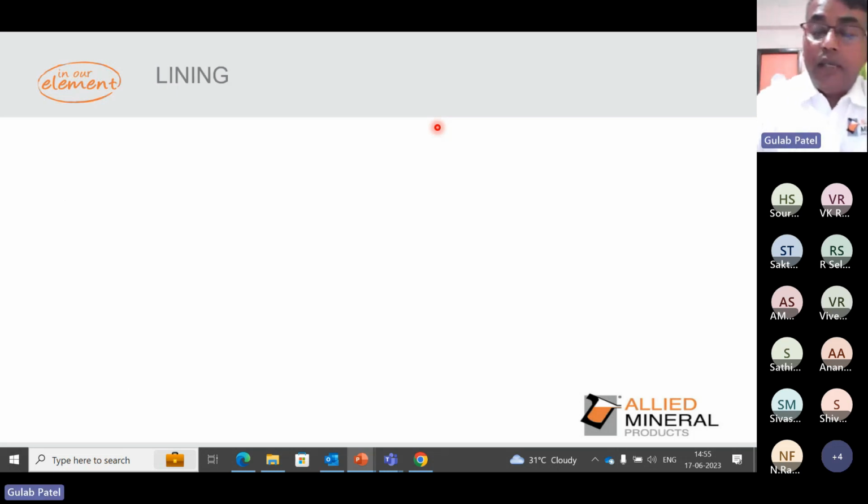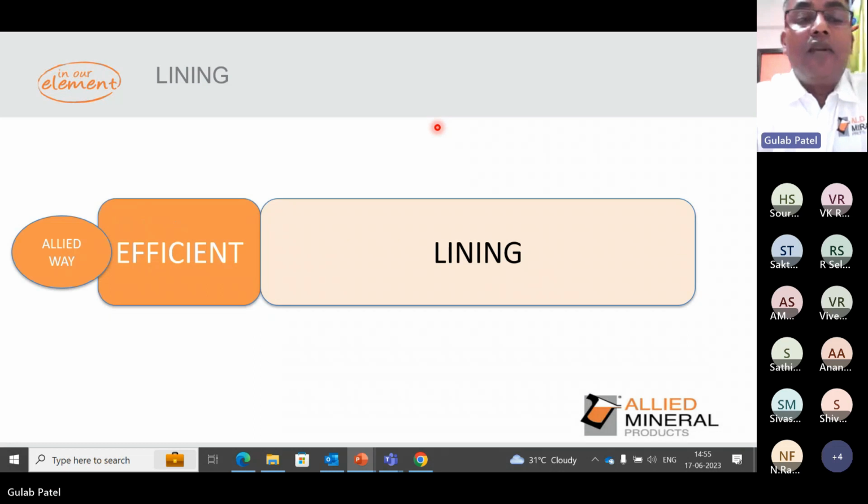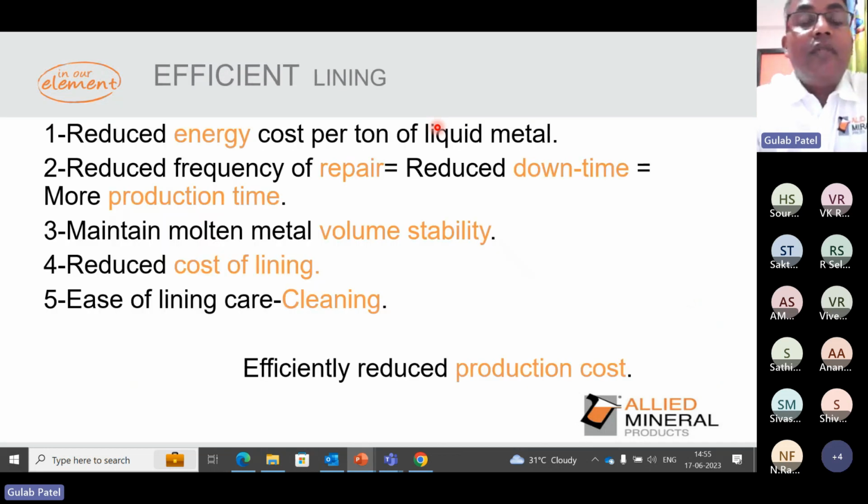So coming to the point, whenever we talk about lining, meaning refractory, the lining basically has two components. We talk about the lining, but what Allied basically talks about is efficient lining. It is not only lining, but efficient lining. As I have explained, let's go into what we call efficient.